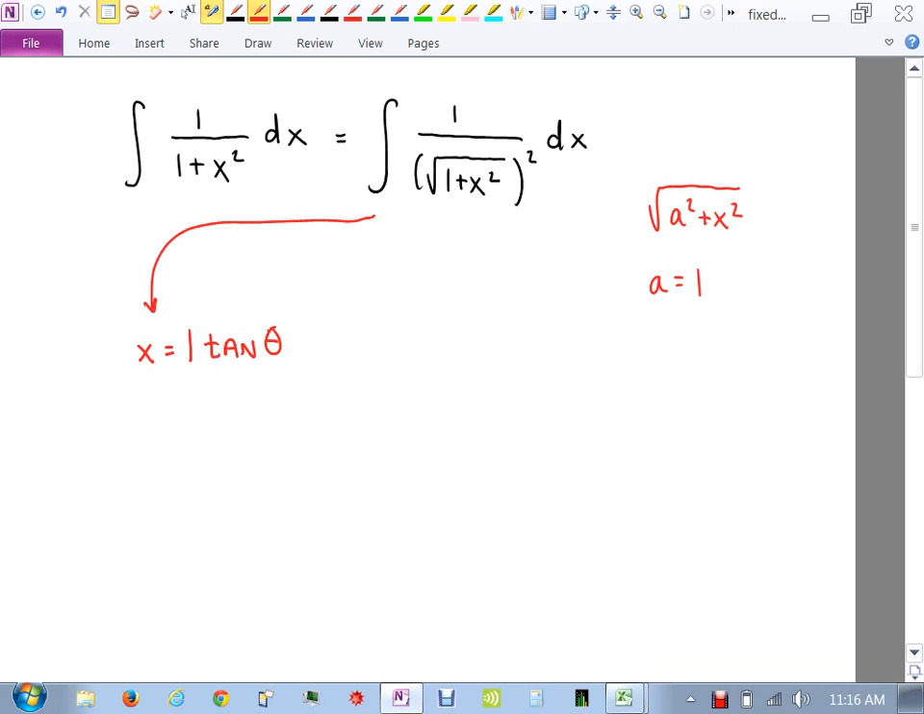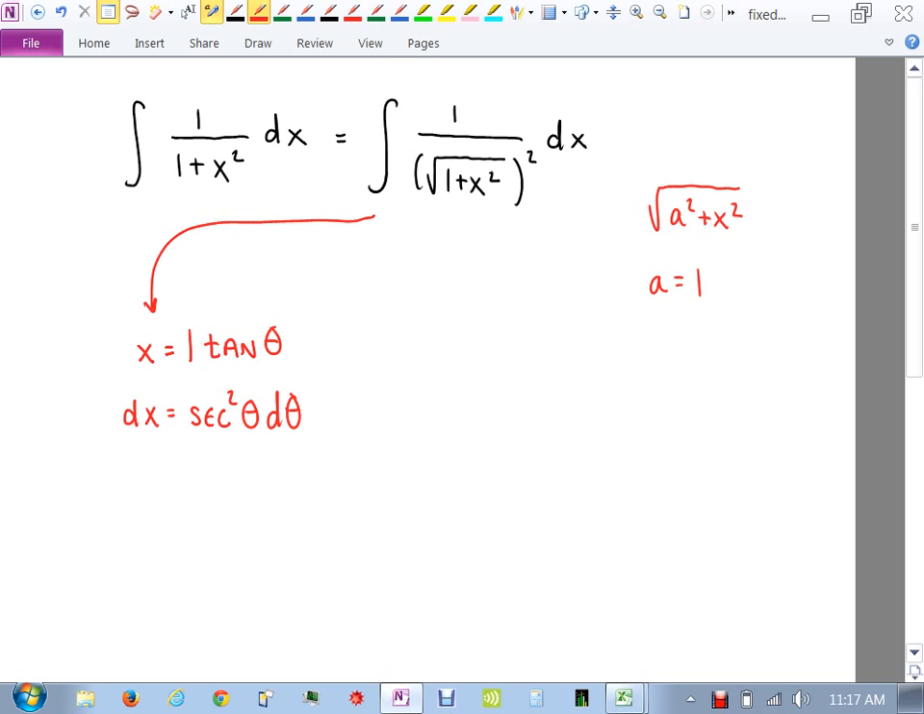Yes? What's dx? Secant squared theta d theta. You can do that without needing anything to reference, right? You just take the derivative. The rest of it, though, you might need to reference the sheet. Now, you're asking, can we have these written down? I personally don't have them memorized. I'm not big on memorization.